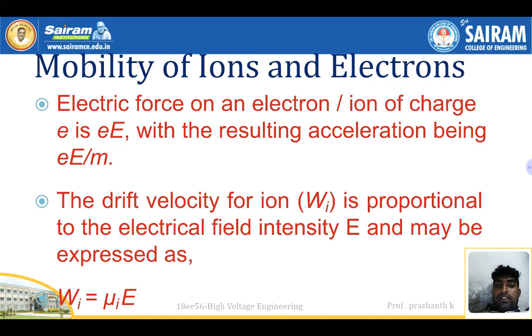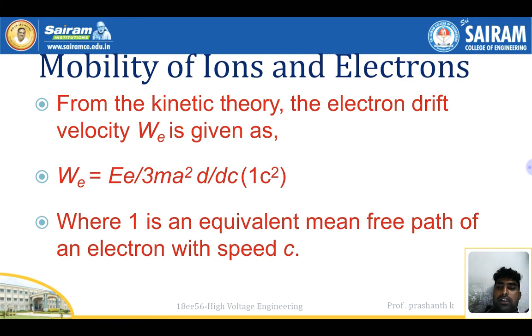So, mobility of ions and electrons. The force on an electron or ion of charge e is e times E, with the resulting acceleration being eE/m per meter. The drift velocity of ions W is proportional to the electric field intensity E and may be expressed as W = μi E. Mobility of ions and electrons: from the kinetic energy theory, the electron drift velocity W is given by an equation involving e, E, the mean free path λ and the speed c, where λ is the equivalent mean free path of electrons with a speed c.